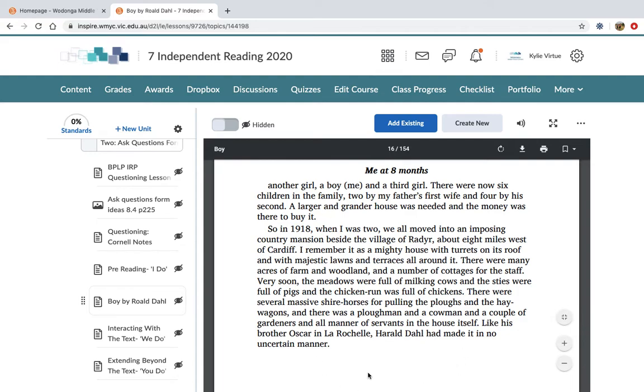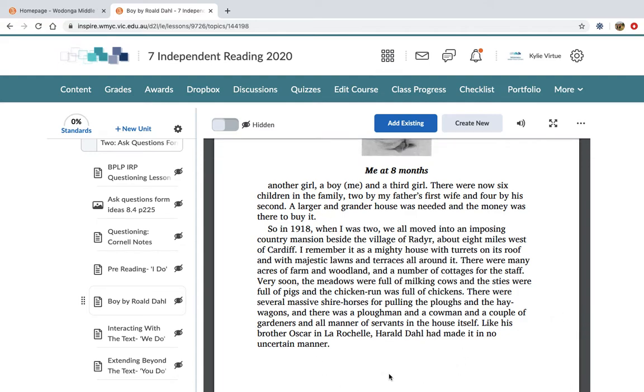Another girl, a boy, me, and a third girl. There were now 6 children in the family, 2 by my father's first wife and 4 by his second. A larger and grander house was needed and the money was there to buy it. So in 1918, when I was 2, we all moved into an imposing country mansion beside the village of Radier, about 8 miles west of Cadiz.